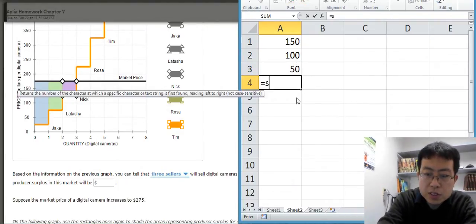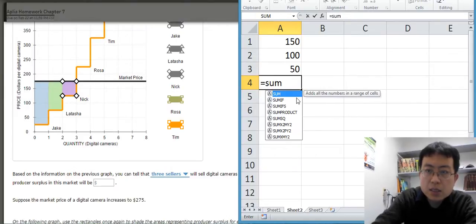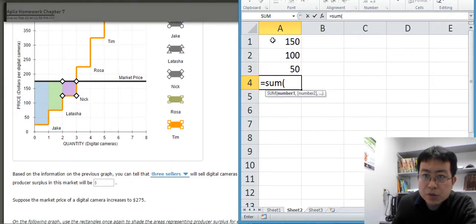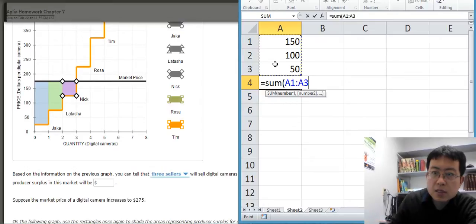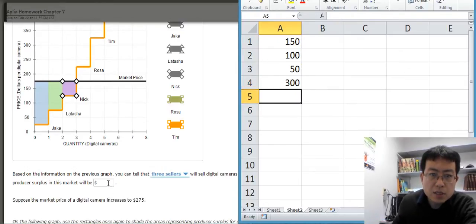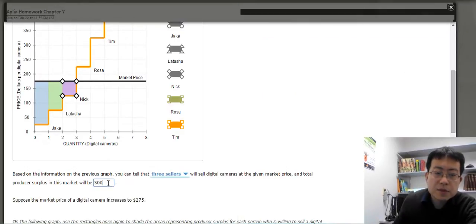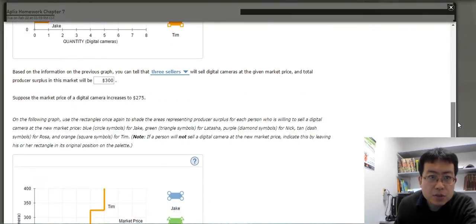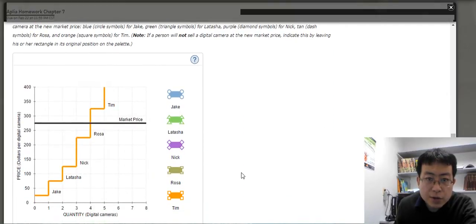So now our total producer surplus is the sum of these 3 numbers over here. So the total is 300. Let's put in 300. And then next, suppose the market price for digital cameras increased to $275. So now let's redo our areas.